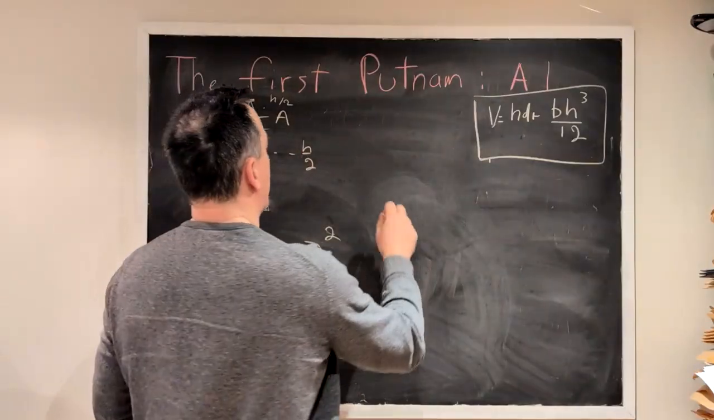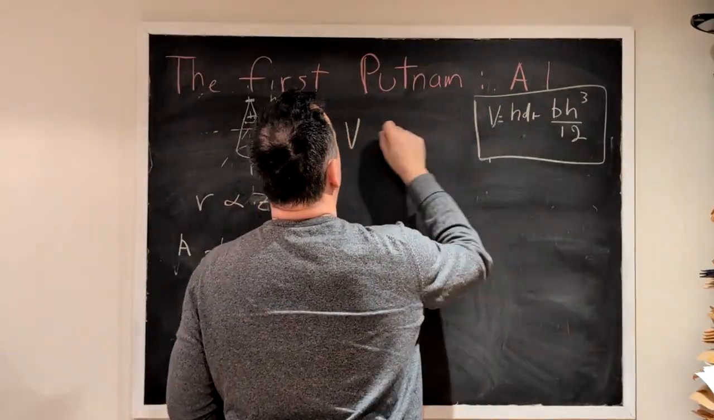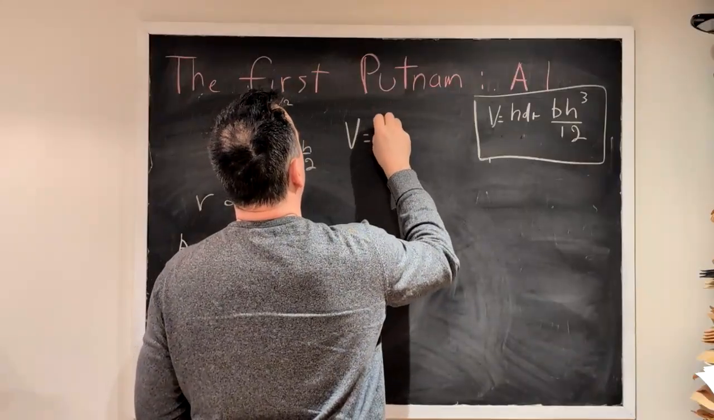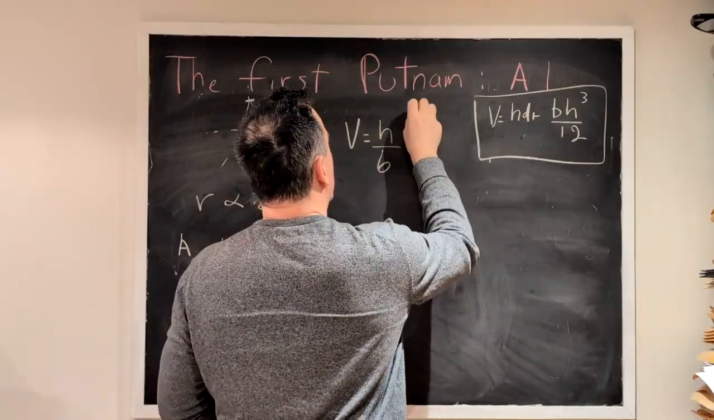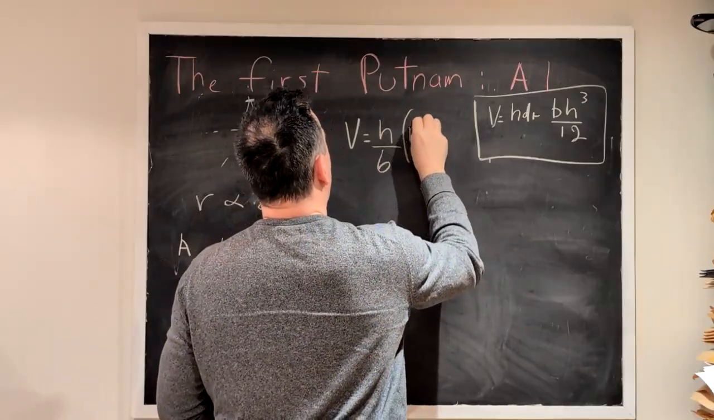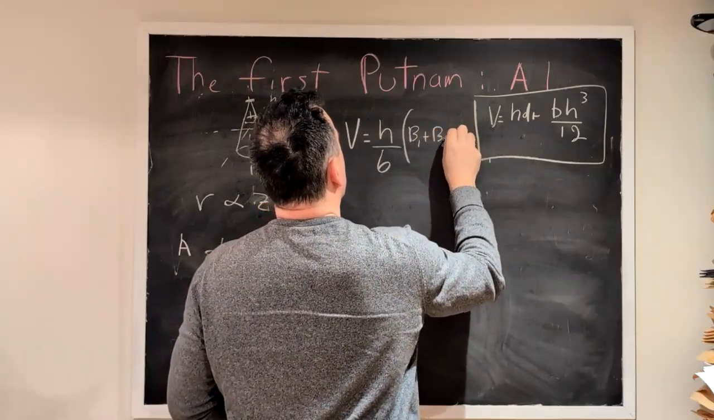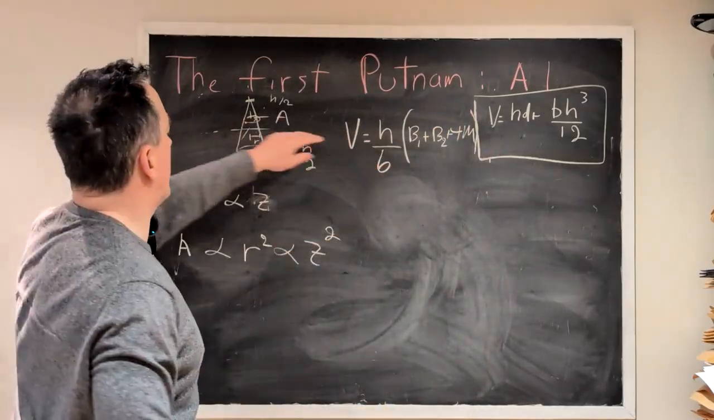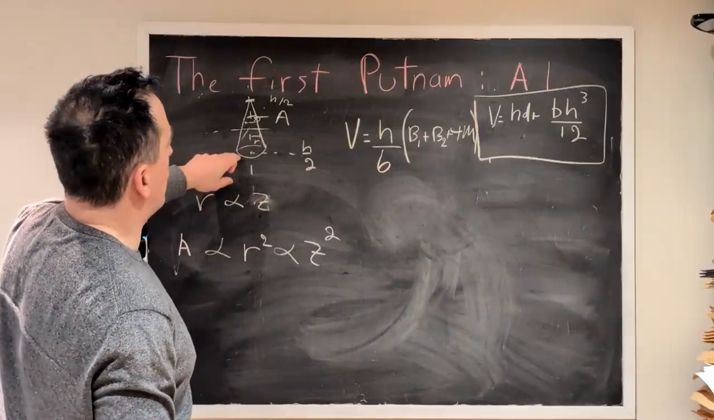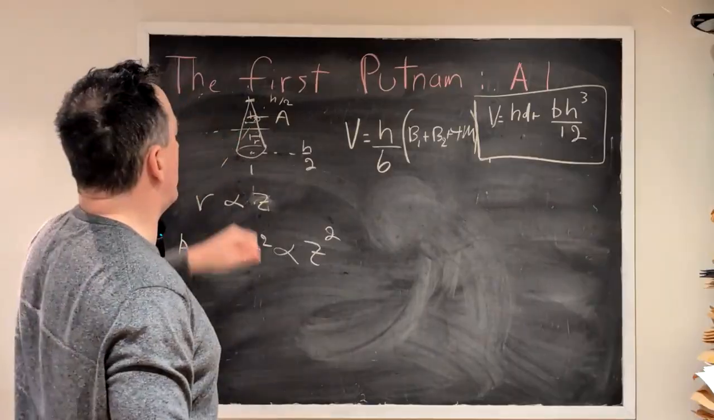Our theorem gave that the volume is equal to h over 6 times b1 plus b2 plus 4m. And remember, b1 was the area at the bottom, b2 was the area at the top, and m was the area in the middle.